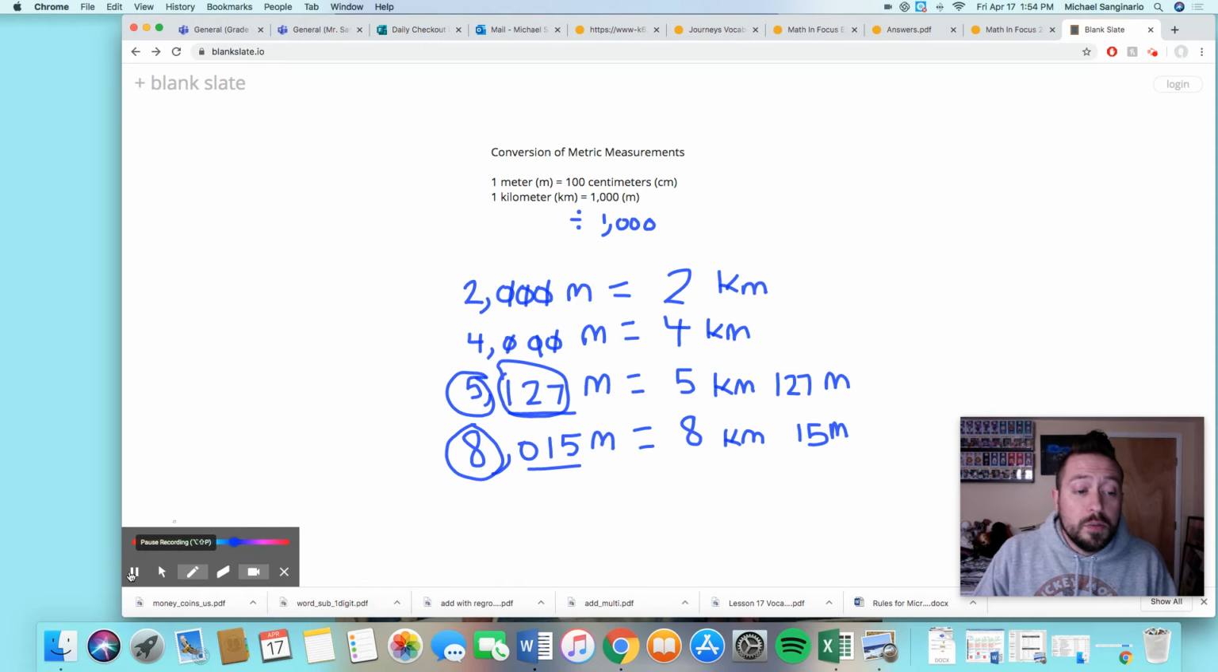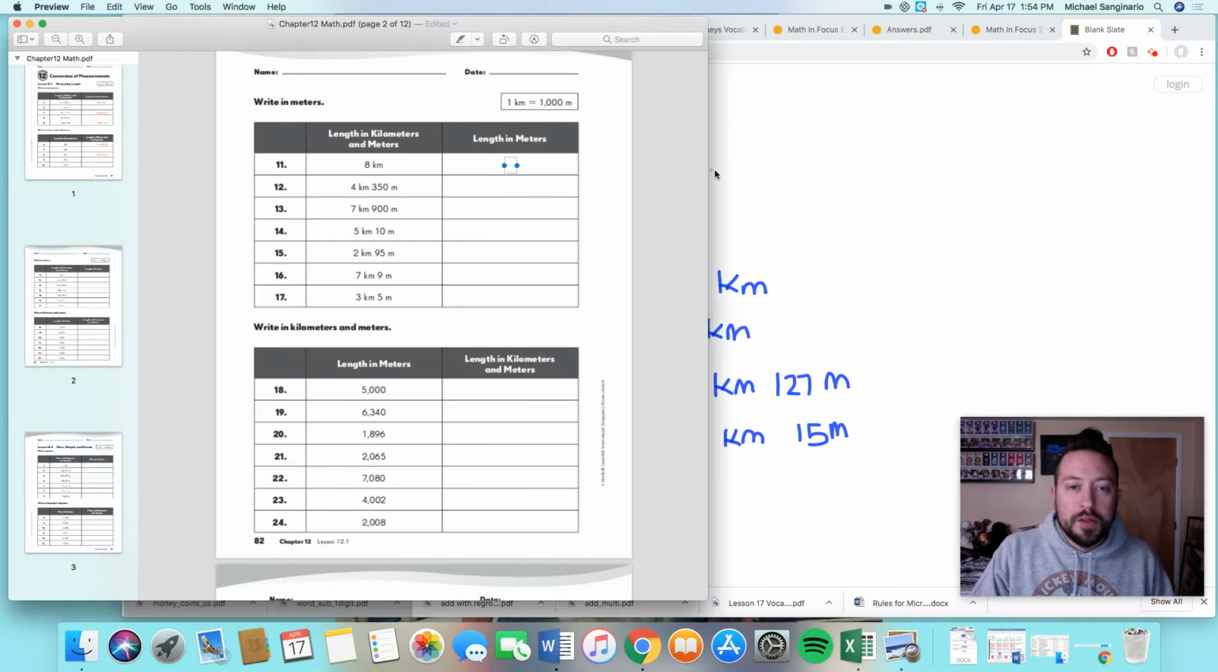So let's take a look at our worksheet. Okay, so here we go. You have the length in kilometers and meters, and they just want you to write it in meters only, okay? So again, here's a little resource. 1 kilometer is 1,000 meters. So if we have 8 kilometers, it's going to be what? 8,000 meters, okay? All right, I'm going to leave 11 for you to do on your own. Number 12 I'm going to leave for you to do on your own.